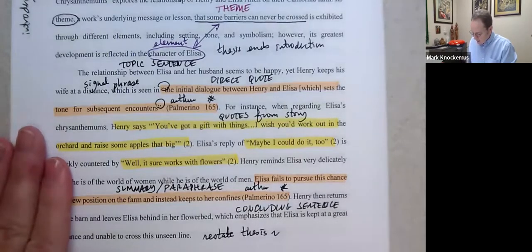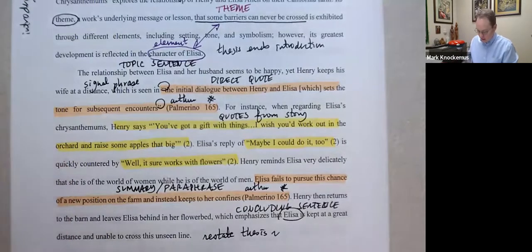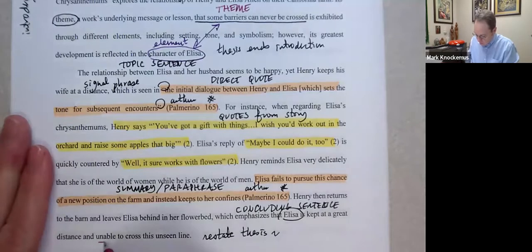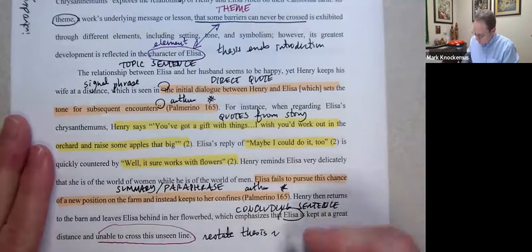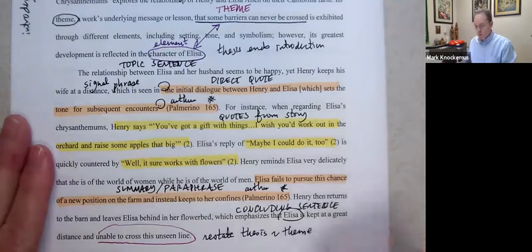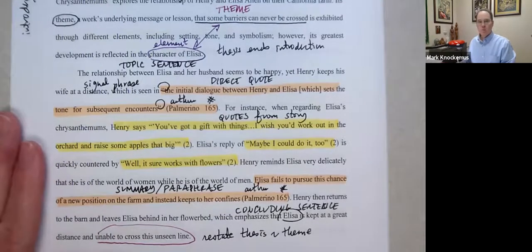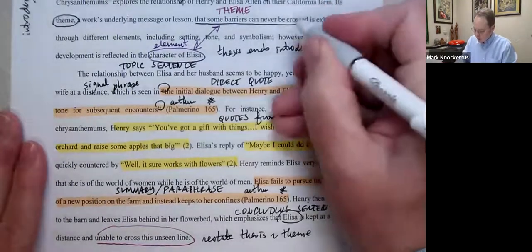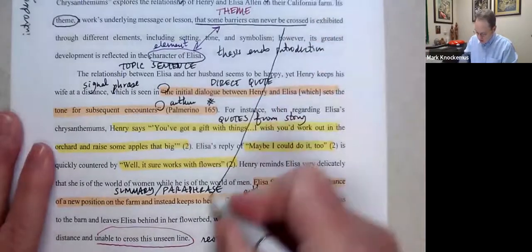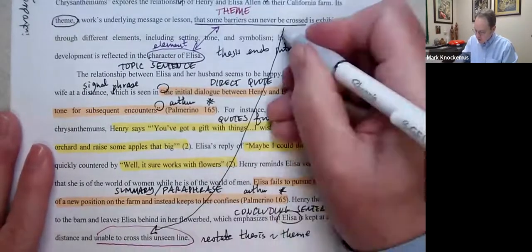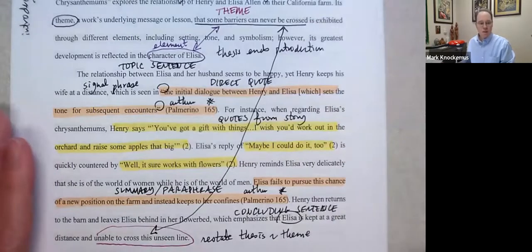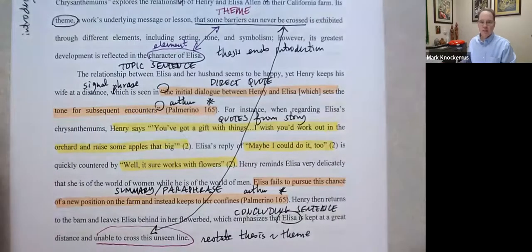It's restating my thesis. What do I see here? My element characterization, as well as what? The restatement of the theme. Some barriers can never be what? Crossed. Unable to what? Cross this unseen line.